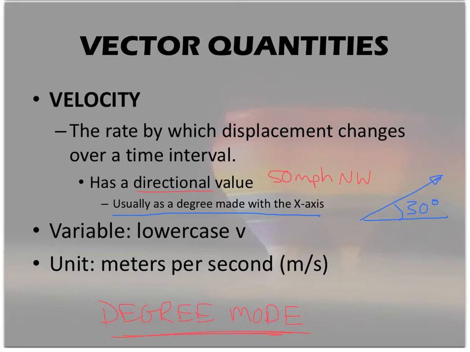So the variable for velocity is a lowercase v, not a capital V, because that is for volume. Since we're in the metric system and it's a rate at which displacement changes, if displacement was meters, then velocity is meters per second. In the English system, you'll see it as miles per hour, feet per second, but in physics, we're going to use meters per second.